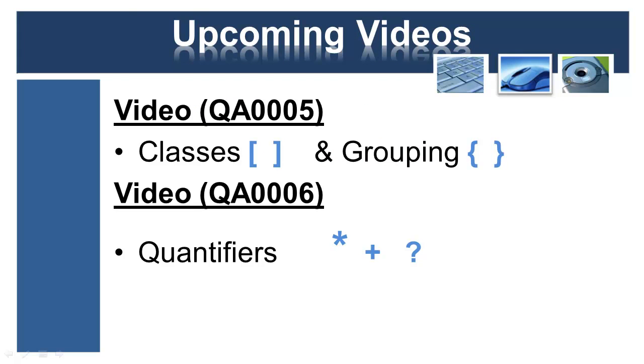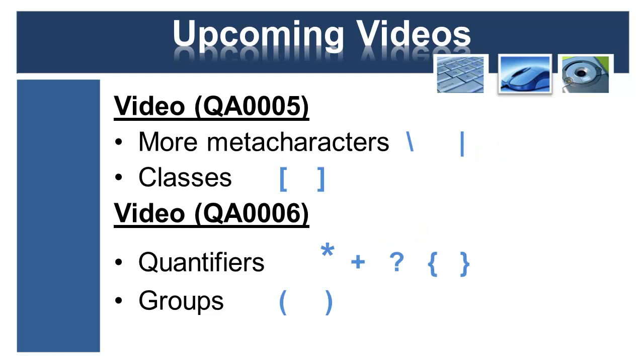So in the next couple of videos that I'll provide, I'll be going through classes and grouping, and later talking about the quantifiers. InfoPath doesn't support all the functionality of meta characters and meta symbols, but it does include quite a lot. So in the upcoming videos, I'll be talking about more meta characters and classes, and in the third video of the trilogy, I'll be discussing quantifiers and groups.